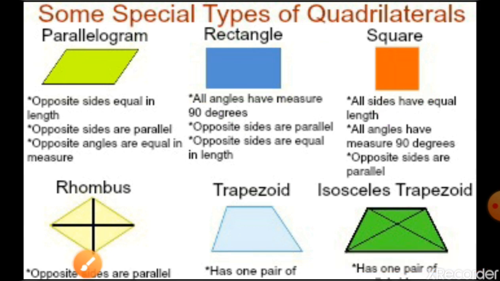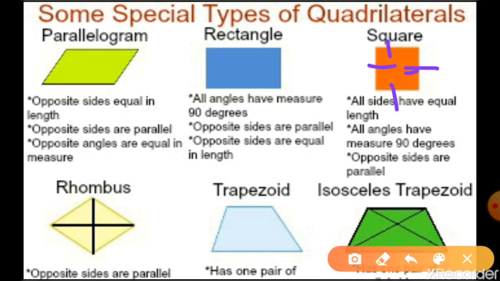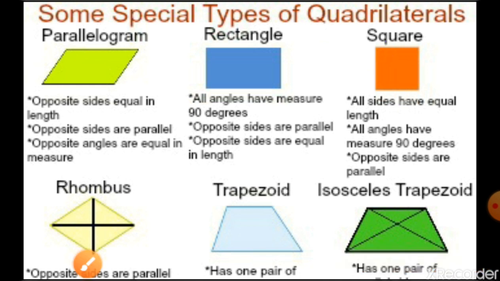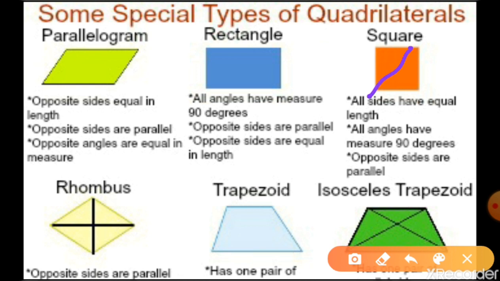Now third, the square. On the basis of sides, all the sides are equal and each angle is 90 degrees, and the diagonals are equal and bisect each other. They are equal and bisect each other at 90 degrees. This is also a very important property which we will prove in the question in exercise 8.1.